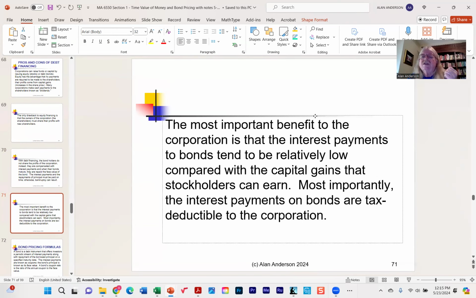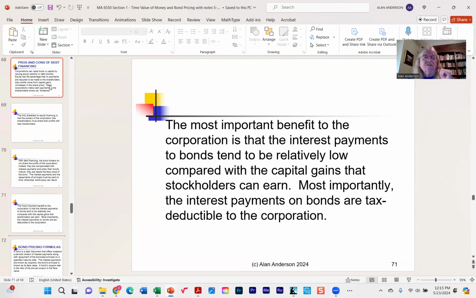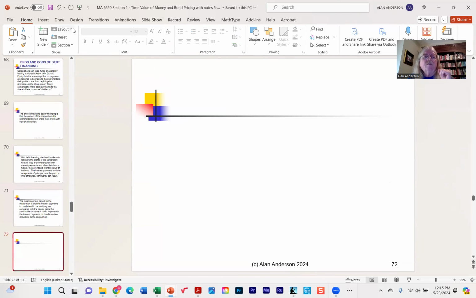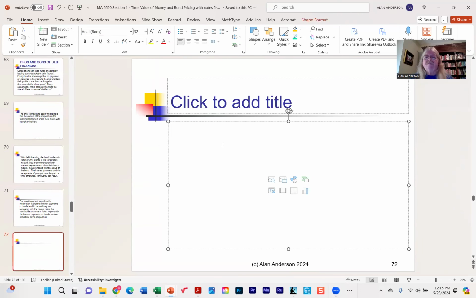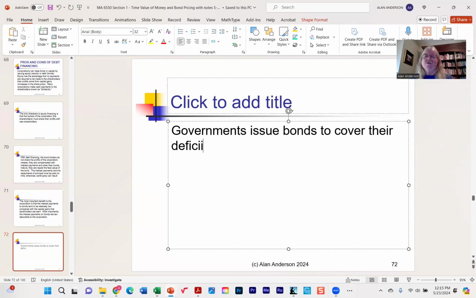Now, from the perspective of a government that's borrowing, that's a little different because that's not a profit-making organization. Governments borrow because they have to. It's very unusual to find a government in this day and age that doesn't have deficits every year.